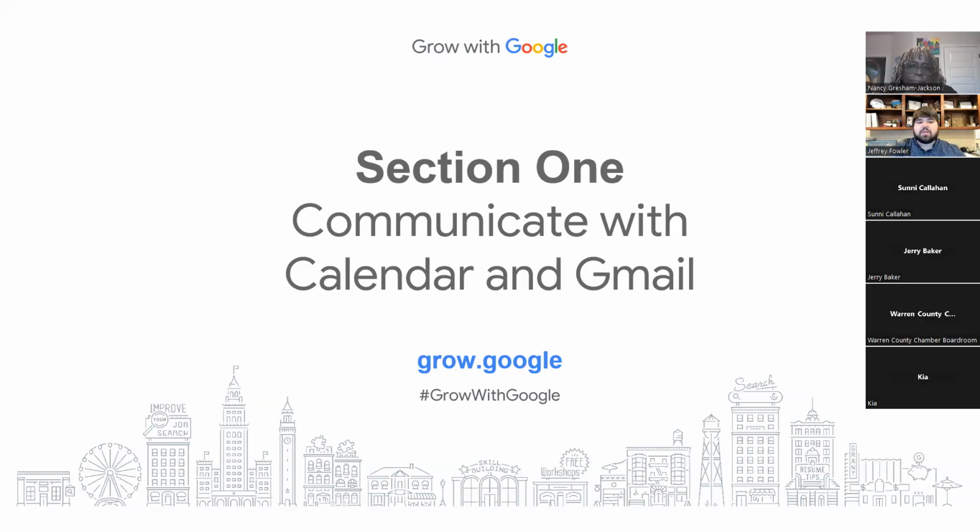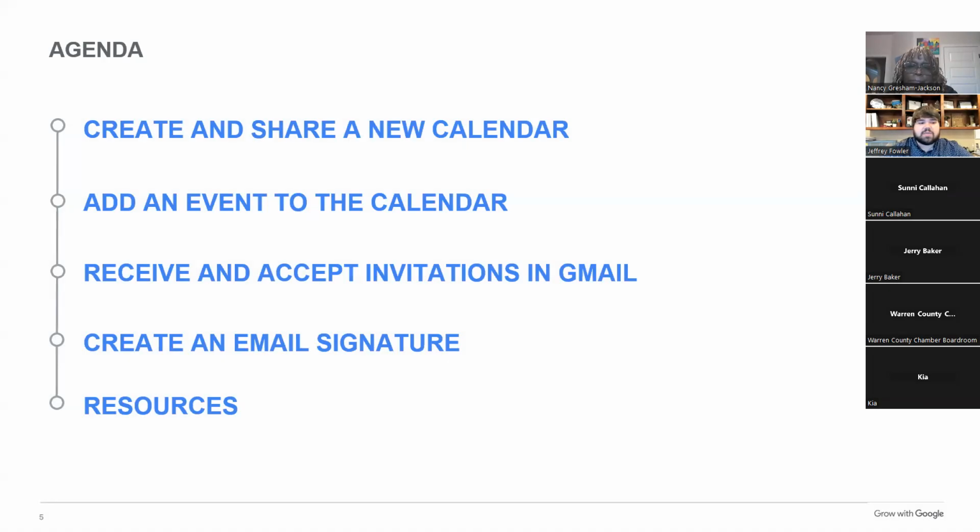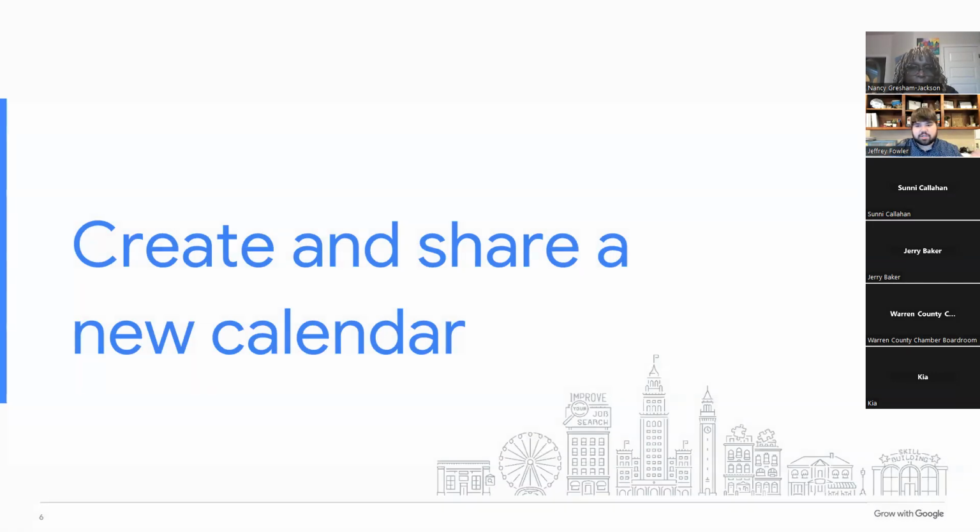Okay, so section one, communicating with calendar in Gmail. The agenda for this section is really simple. We want to look at the calendar feature with Google. We want to talk about adding events and using the calendar effectively, really making sure we're accepting those invitations so they appear on our calendar, and even using stuff like an email signature with Google and also basic Gmail functions. So let's start with the calendar feature.